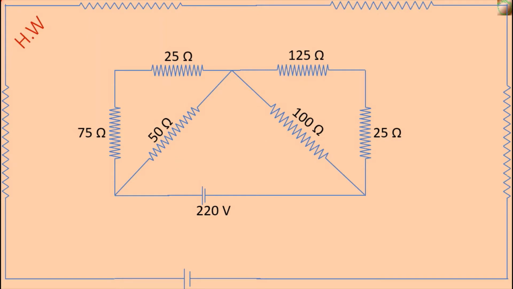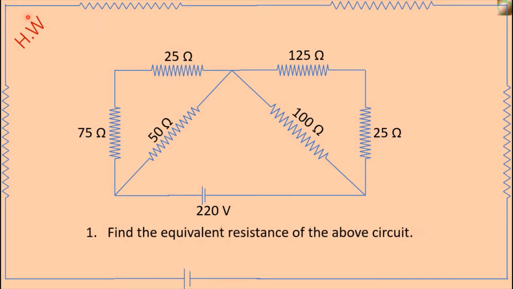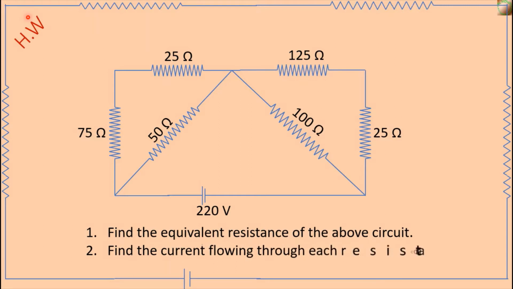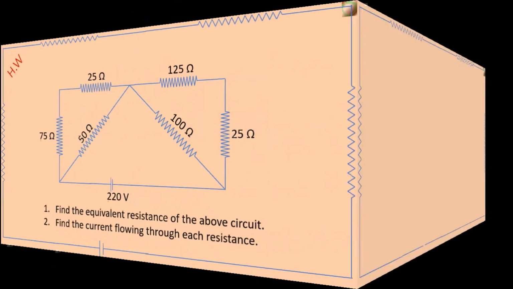This was your homework. Here the circuit is given. Our first question is to find the equivalent resistance of the above circuit, and the second question is to find the current flowing through each resistance. Today I will discuss how to determine the equivalent resistance of this circuit, and how to determine the current flowing through different resistances of this circuit. Let's start now.